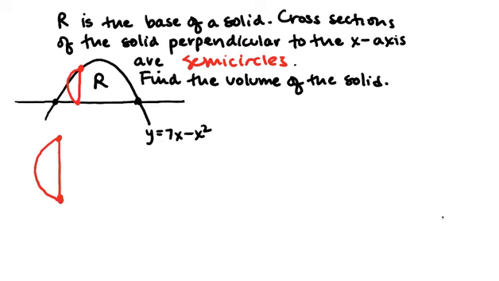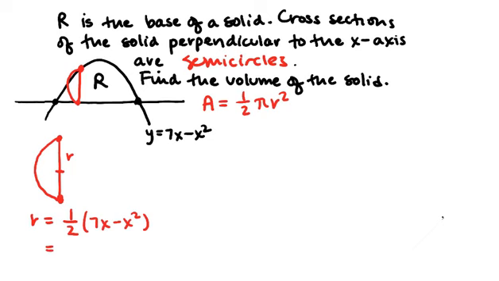The area of a semicircle is half of the area of a circle, so it's half of pi r squared. So what we're going to need is a radius in terms of x. This is going to be the radius, just this upper half. So r is going to equal half of the height of the function, half of top minus bottom, which is 7x minus x squared minus 0. And especially when you're going to put them into the calculator, it's easiest to write this as 7x minus x squared divided by 2.